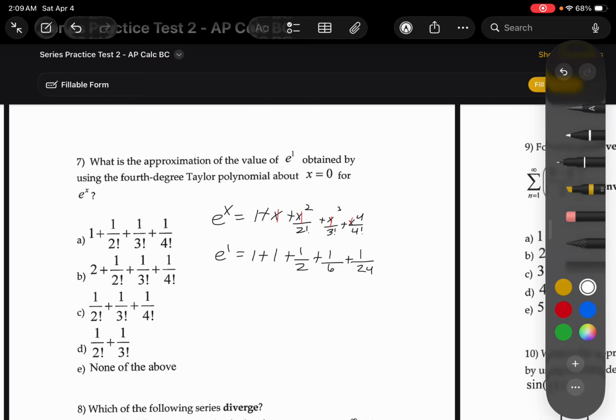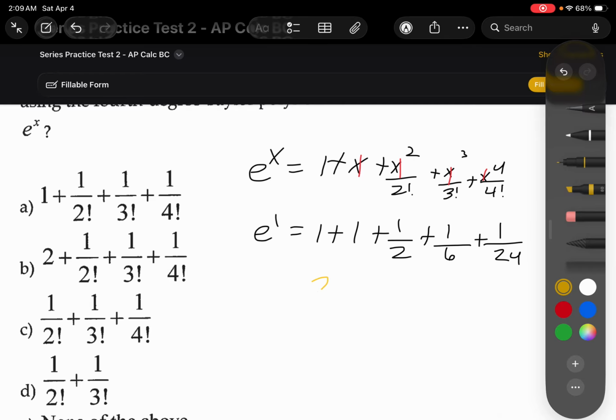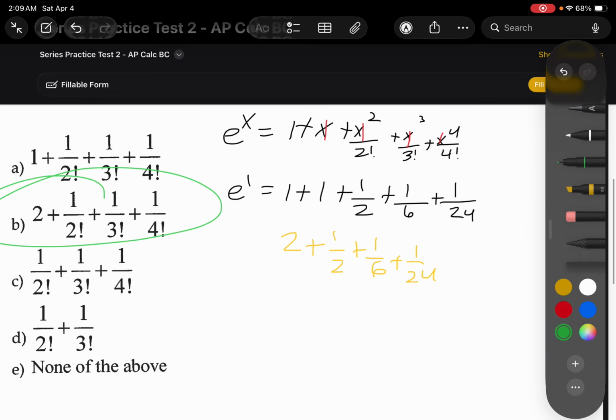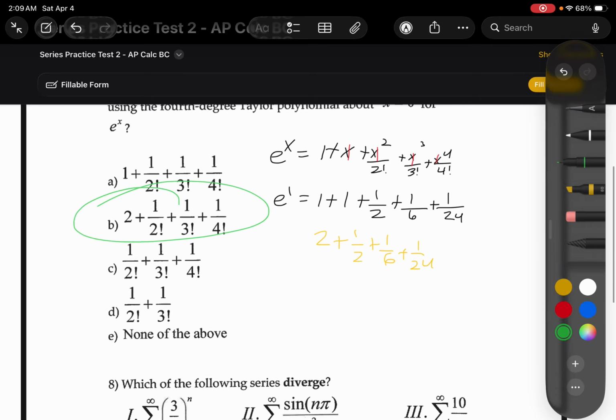And number 7 says that we need to approximate these terms, which combined like terms is going to be, we have a 2 in the front, meaning that B is our answer. I just simplified those factorials. You can check if you want, but it should be correct.